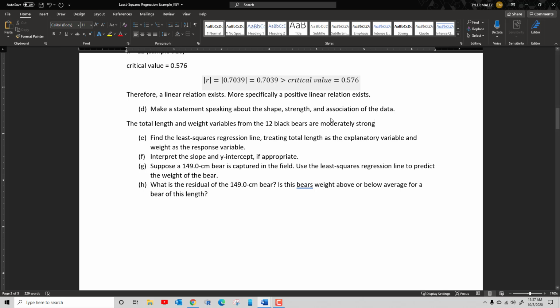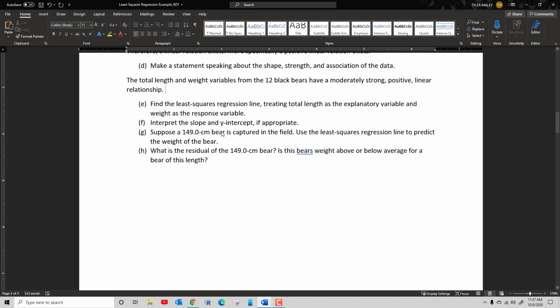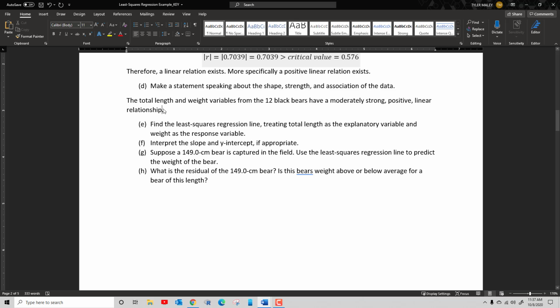Let me try to make this sound better. The total length and weight variables from the 12 black bears have a moderately strong positive linear relationship. Or instead of relationship, we could say correlation.